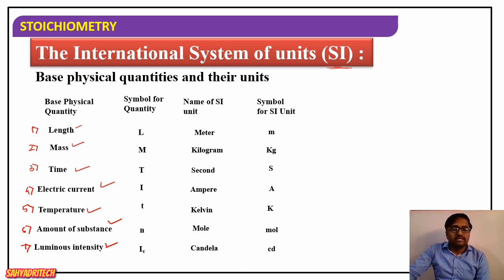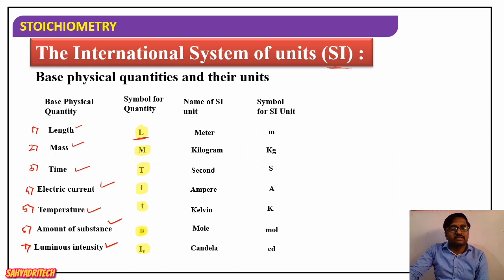The symbols of these base quantities: length, what is the symbol? Capital L is the symbol. For mass, capital M is the symbol. Time, capital T. Electric current, capital I. Temperature, capital T. Amount of substance, the number of moles, is abbreviated with small n. And luminous intensity, IV. These are the symbols for these base physical quantities.